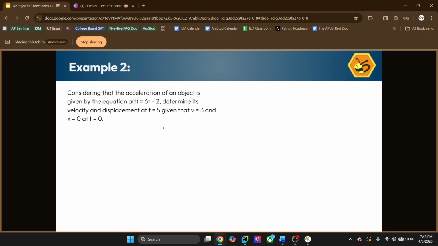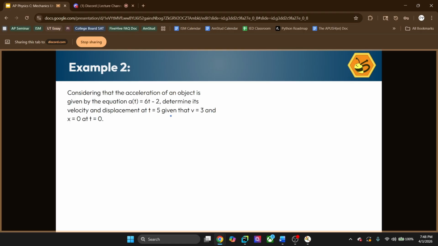Now let's take a look at an example. Considering that acceleration of an object is given by the equation a of t equals 6t minus 2, determine its velocity and displacement at t equals 5, given that v equals 3 and x equals 0 at t equals 0. If you notice, this is very similar to what we did in the beginning of the lecture, but I think it's still important to address it in this manner, so we have some practice on the ways that College Board can spring this up on you.